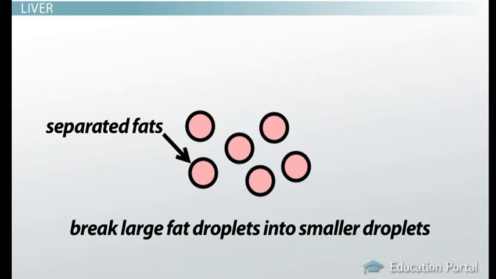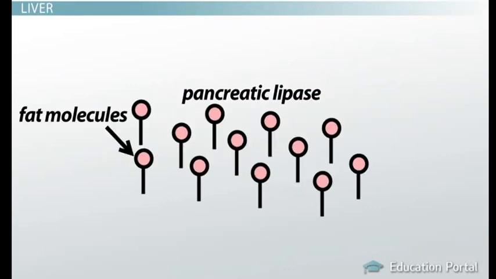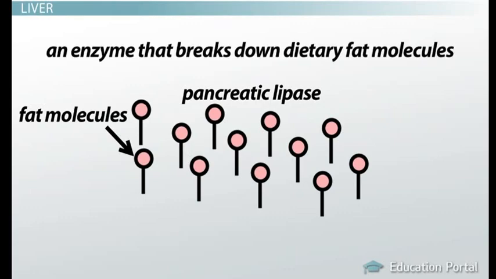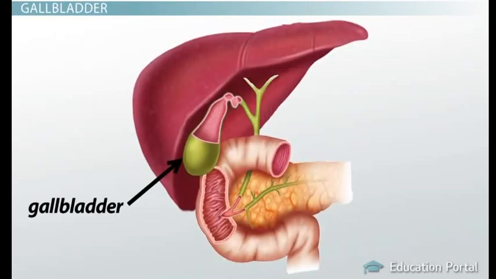This act of emulsification increases the overall surface area of the fat and makes it easier for the pancreatic enzyme called pancreatic lipase to do its job. We previously learned that pancreatic lipase is an enzyme that breaks down dietary fat molecules. The gallbladder can be thought of as a storage sac that helps the liver.